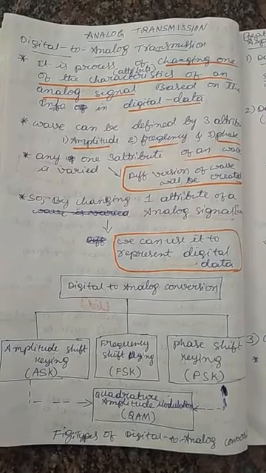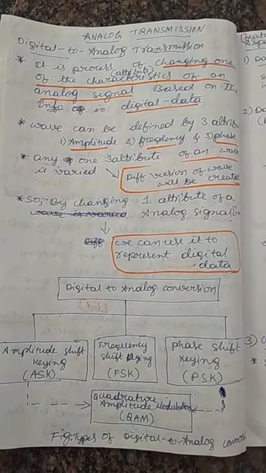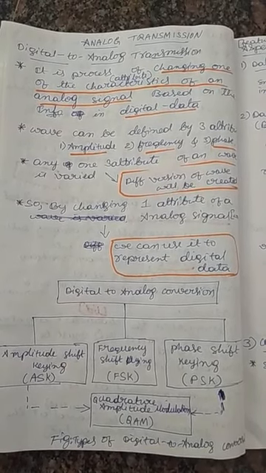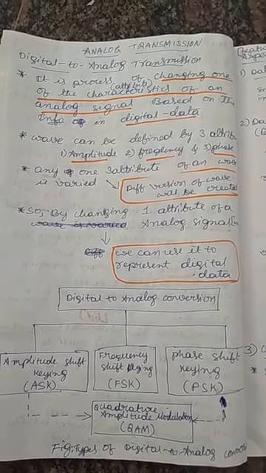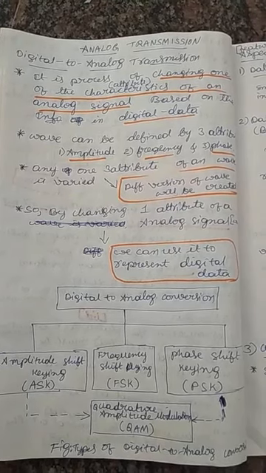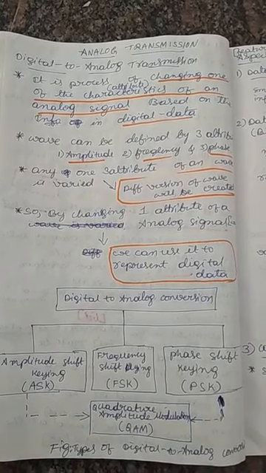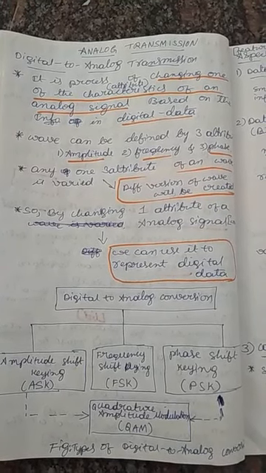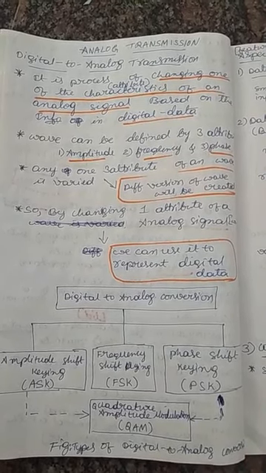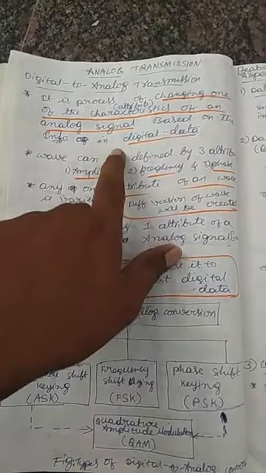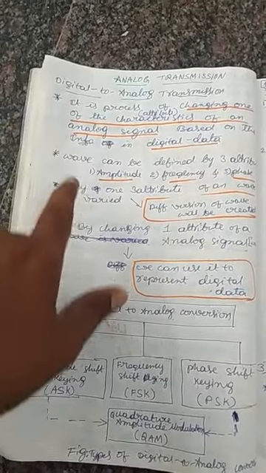Next topic is analog transmission. What is analog transmission? It is nothing but converting digital to analog. What is meant by digital to analog transmission? It is the process of changing one of the characteristics of the analog signal based on the information of the digital data. Here characteristics means the attributes of the analog signal.